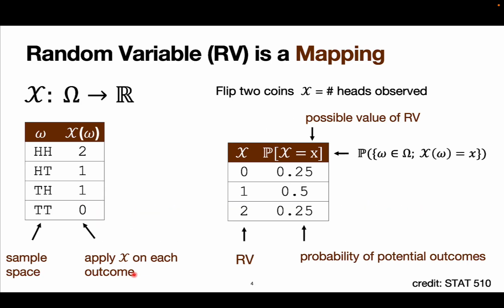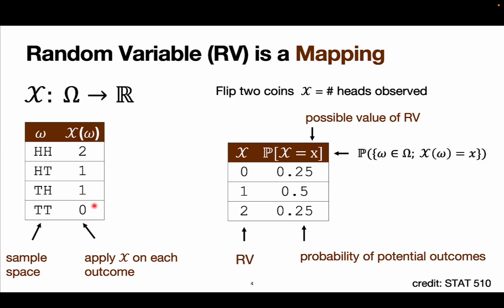Here is an example. Suppose that we have an experiment that says flip 2 coins and observe the number of heads. The sample space is 2 heads, a head and a tail, or a tail and a head, and 2 tails. Now applying the random variable on each outcome, we get 2 for 2 heads, 1 for a head and a tail or a tail and a head, and 0 for 2 tails.